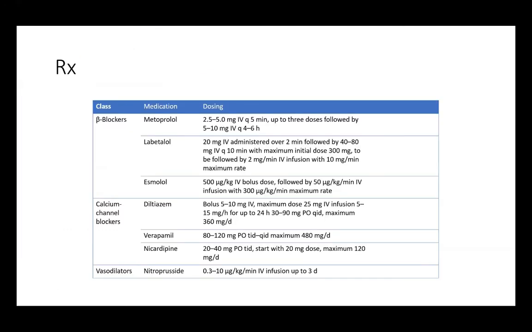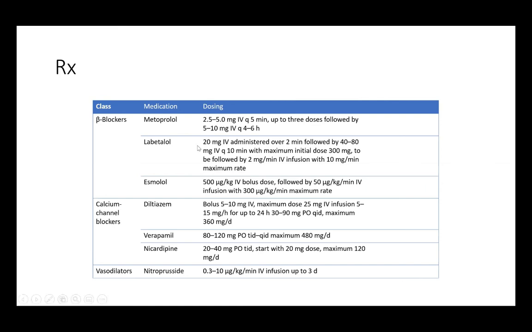Here's an example of prescription and guidance to prescription of those medications. I see labetalol is being extensively used in our institution. We usually start with 20 milligrams IV administered over 20 minutes, followed by 40 to 80 milligrams IV every 10 minutes, with a maximum initial dose of 300 milligrams, to be followed with an infusion of 2 mg per minute up to 10 mg per minute.